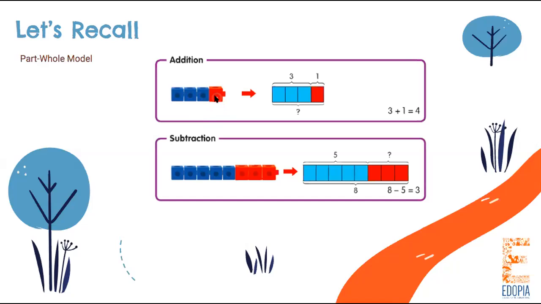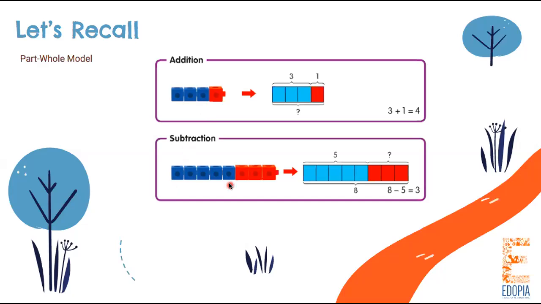And if we need to find out the total length of this rod, it would be 3 blues and 1 red, which is 3 plus 1 equals 4. So we can easily say that 4 is the whole, while 3 blue and 1 red are the parts of the rod. Similarly, let's move on to the second example over here.